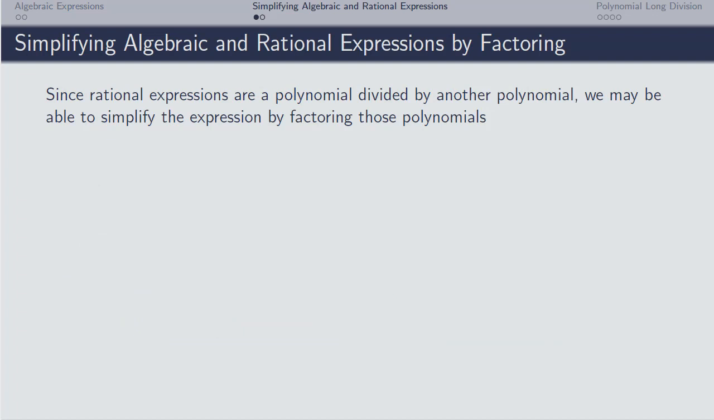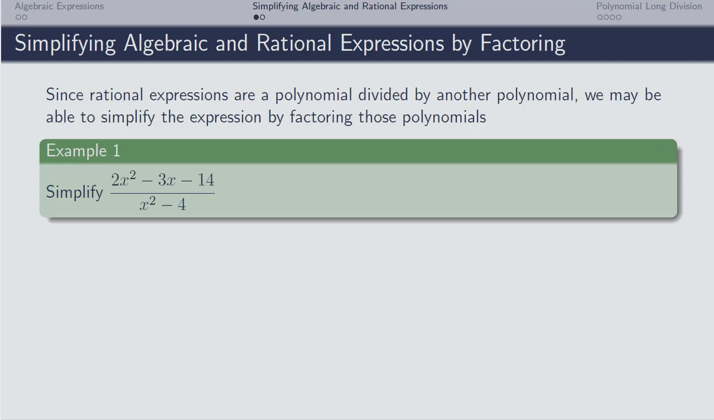Now, the context of factoring is, well, I've got a polynomial divided by another polynomial. I might be able to simplify that if I could factor them. So think about this one. Simplify the rational expression 2x squared minus 3x minus 14 divided by x squared minus 4. These are two second degree polynomials. If I could factor either one of those, I might see that they have a factor in common, and then I can cancel that. So let's see what we can do here.